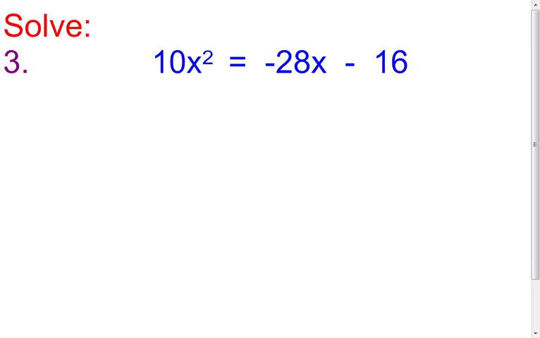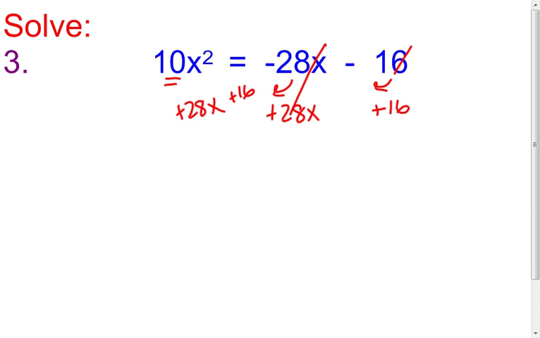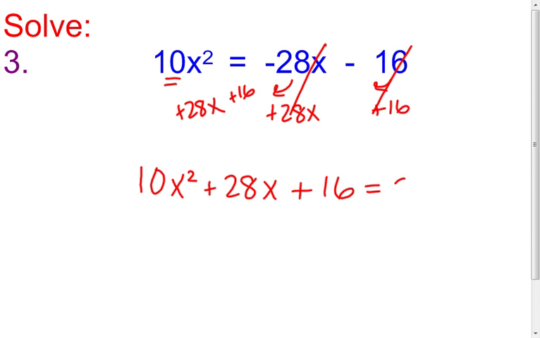Alright, here's one where you have to solve. In order to solve this, you need to have it set equal to 0. So I need to move that 28x over and move the 16 over to the other side. I like my x squared term, the one with the biggest exponent, to be positive. So I'm going to leave that one on the left side and move the other things over. So I will add 28x to both sides, and I will add 16 to both sides. And they will drop there. So I will have 10x squared plus 28x plus 16 equals 0.